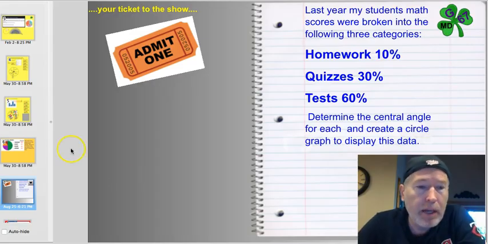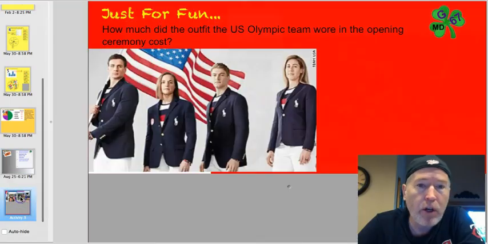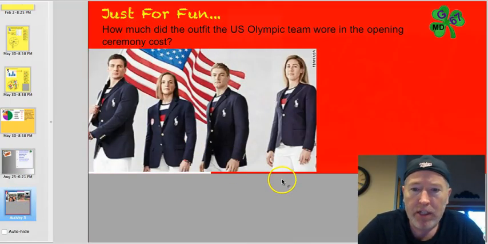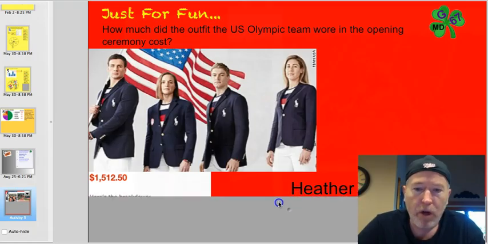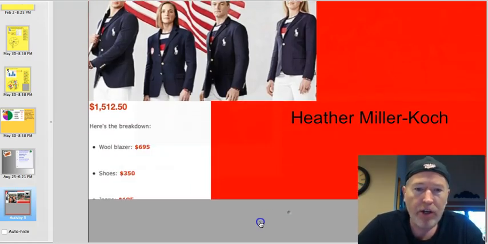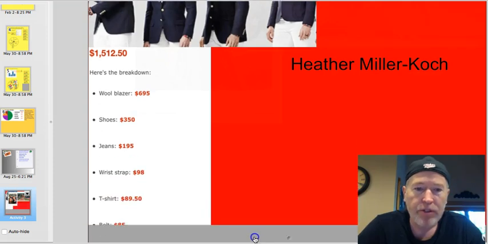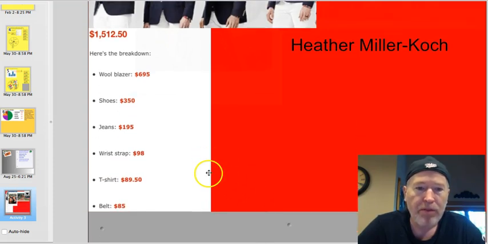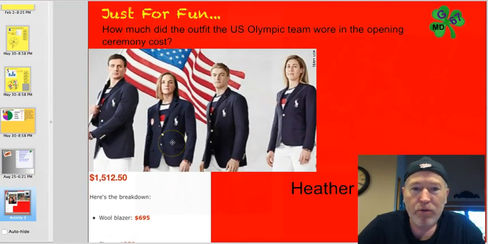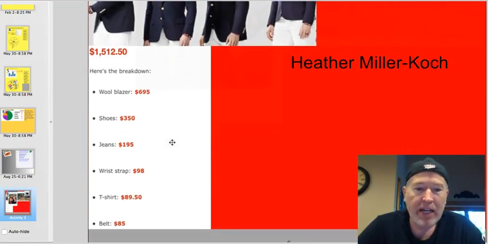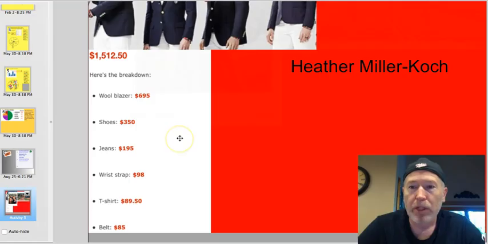All right, a couple of trivia questions to answer. First of all, how much did the U.S. Olympic team's outfit cost? $1,512. If you scan down here, I've broken everything down for you. The blazer was $695. Shoes, the Sperrys, I believe they were $350. Jeans, $195. T-shirt, that was kind of a cool striped t-shirt, was $89.50. That's an expensive t-shirt, but it was a really cool looking idea.